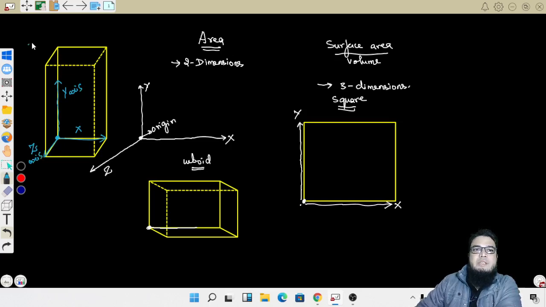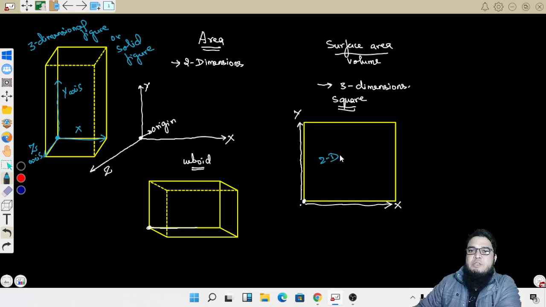Okay, and you know that this is what? A three-dimensional figure, or you can call it a solid figure. And this one is what? The two-dimensional figure. Okay, this one is a two-dimensional figure, or simply you call it a plane figure.